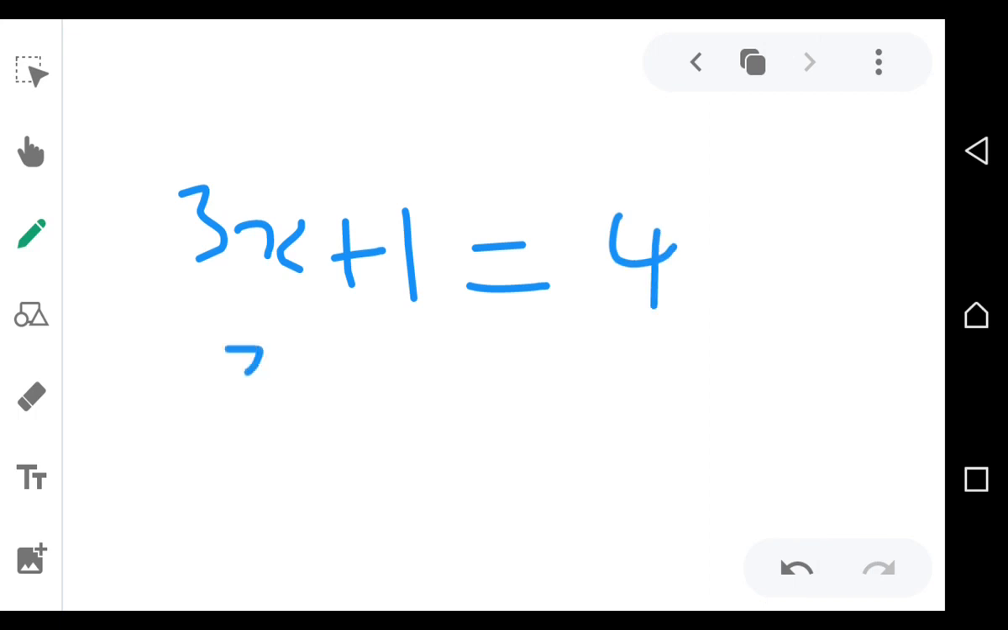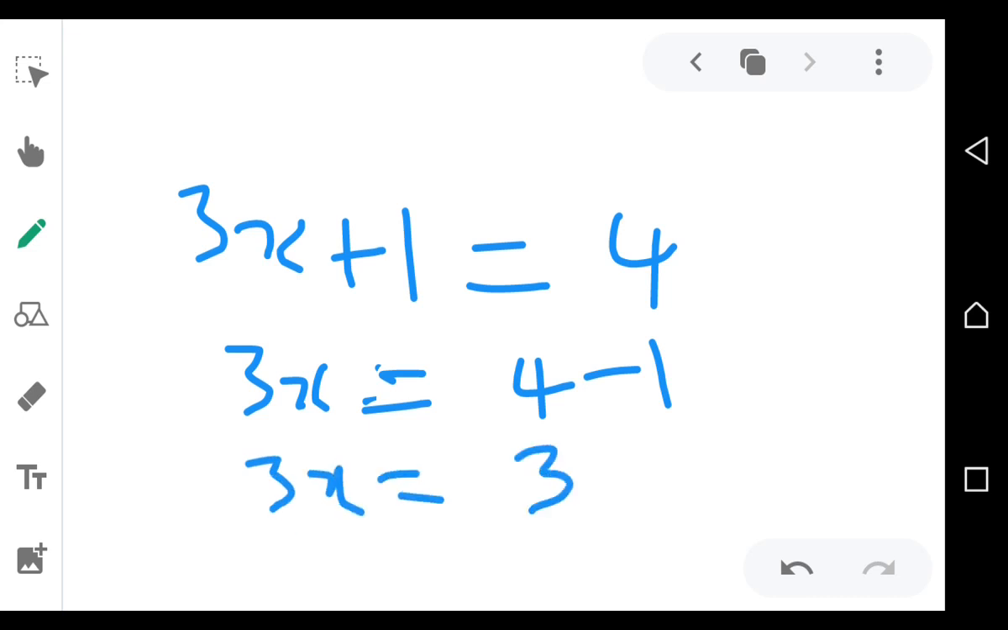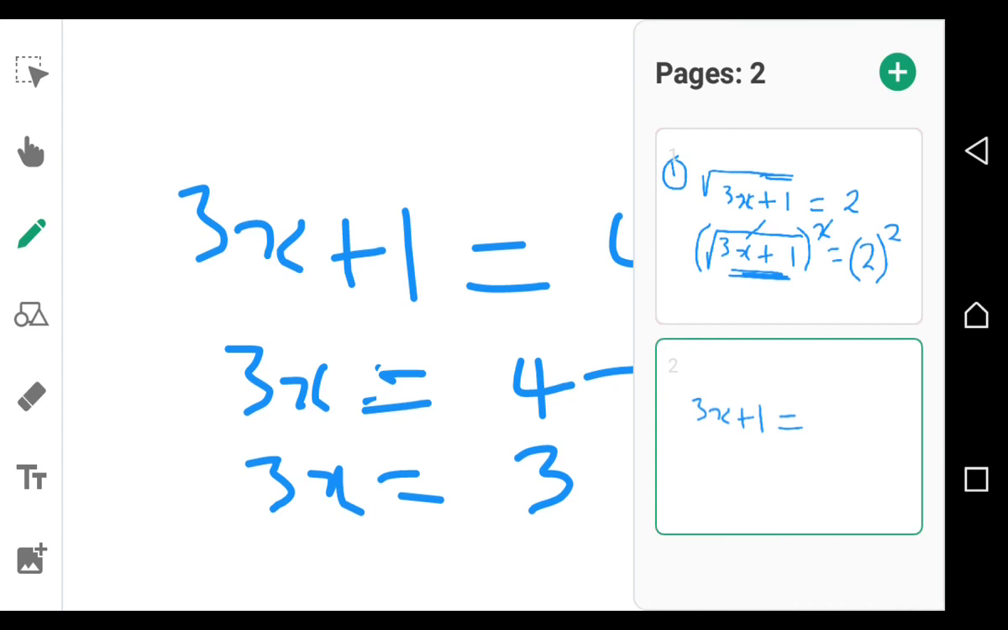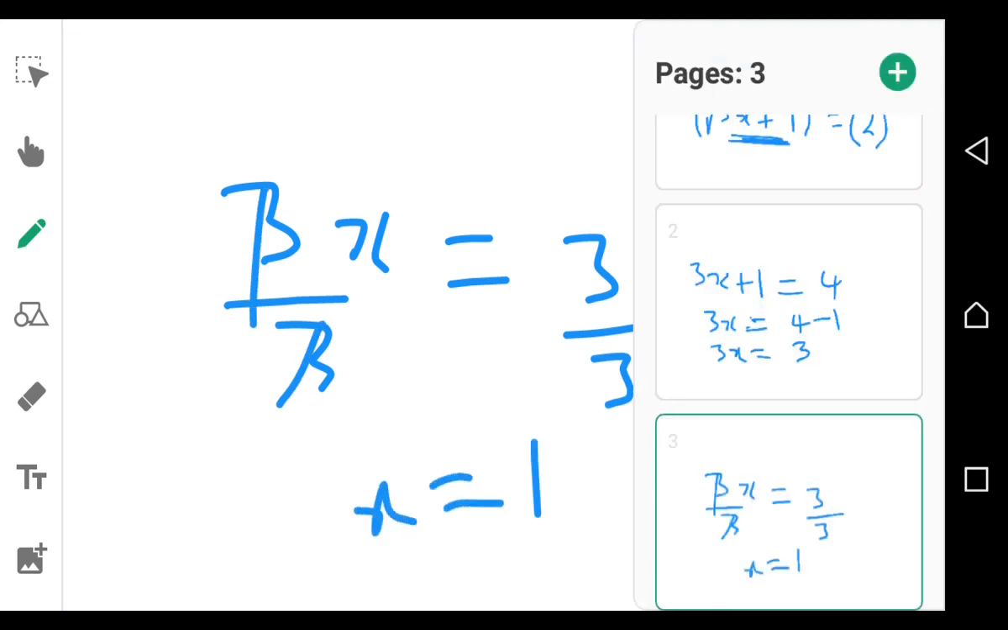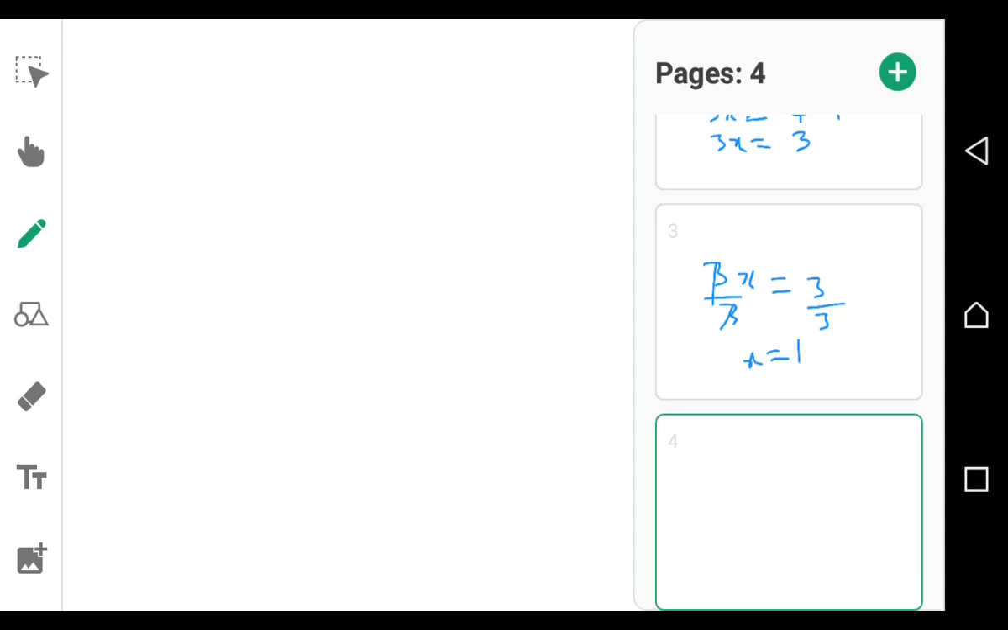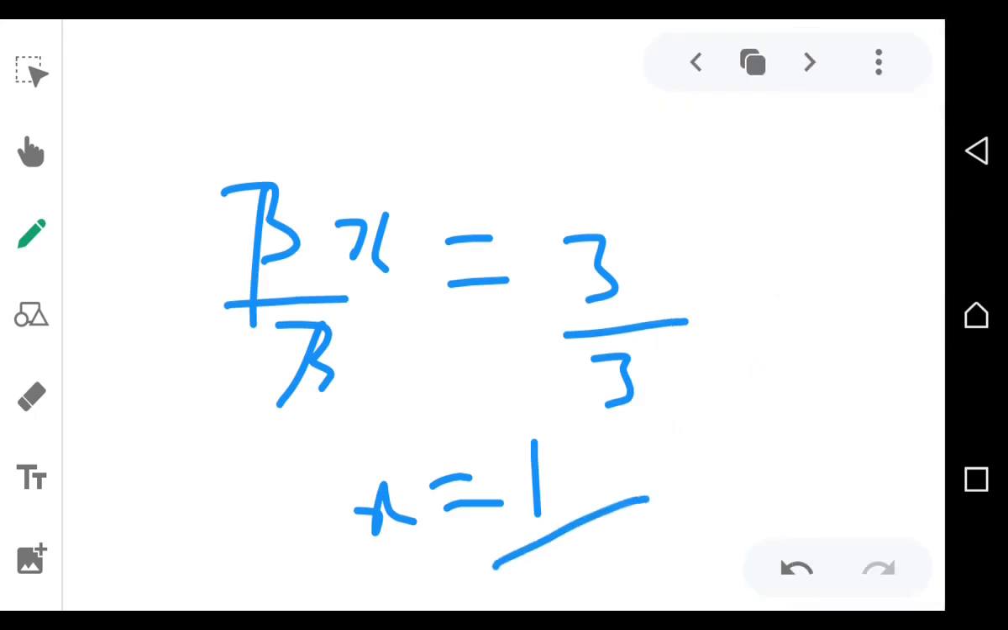So 3x plus 1, okay, you're solving now. 1 goes to the other side, so it is 4 minus 1, it is 3x is equal to 3. We're solving for x, so you divide by 3, you divide by 3, x is equal to 1. That's how you solve this. So the answer is x is equal to 1. That's all.